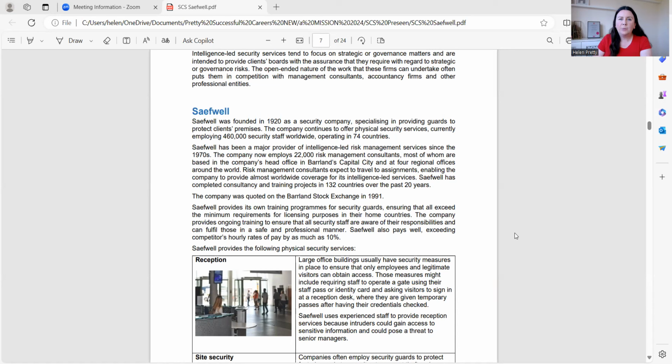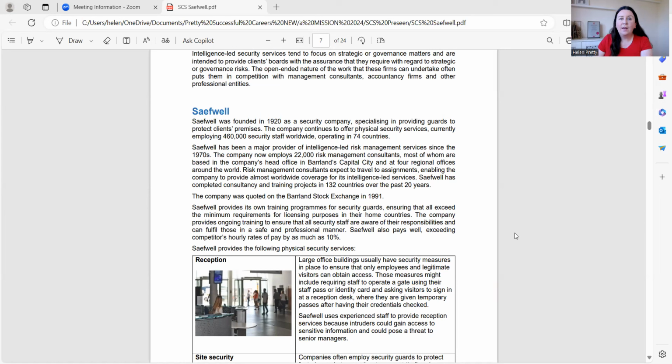The company now employs 22,000 risk management consultants, most of whom are based in the company's head office in Berlin, the capital city, and at four regional offices around the world. Risk management consultants expect to travel to assignments, enabling the company to provide almost worldwide coverage for its intelligence-led services. Saefwell has completed consultancy and training projects in 132 countries over the past 20 years. The company was quoted on the Berlin Stock Exchange in 1991.